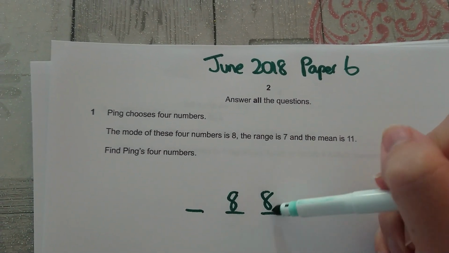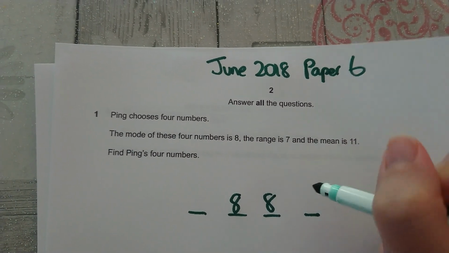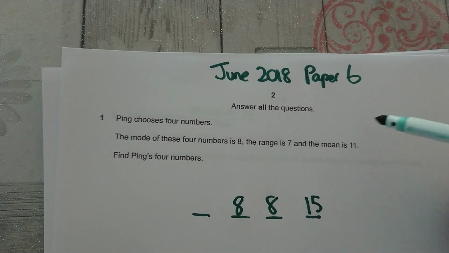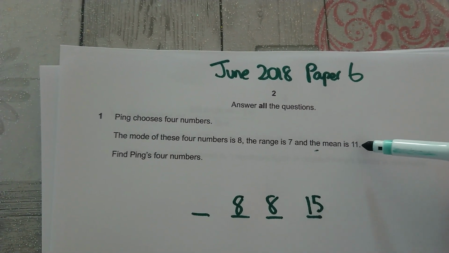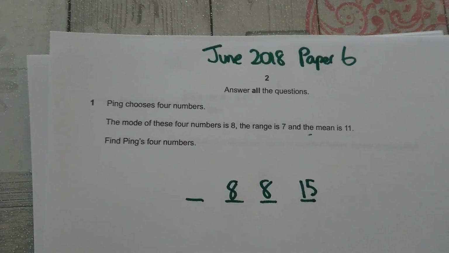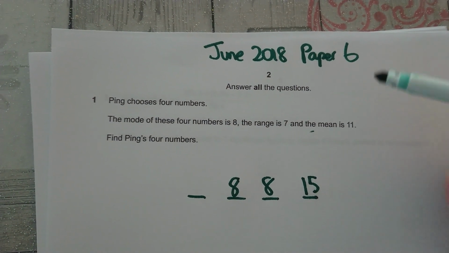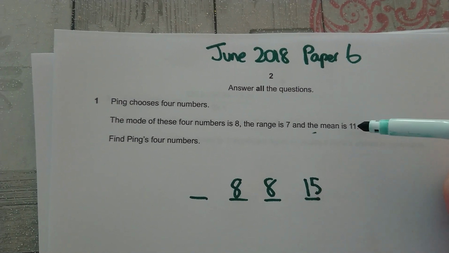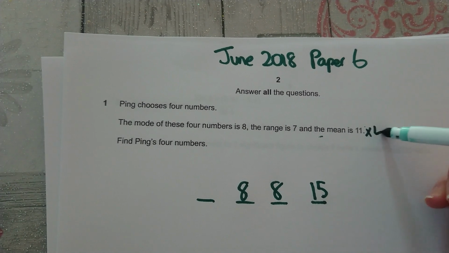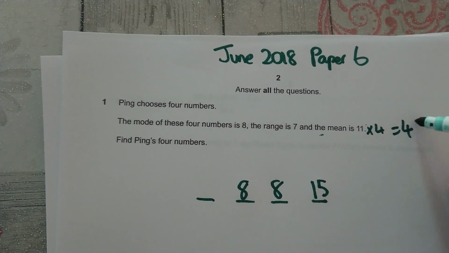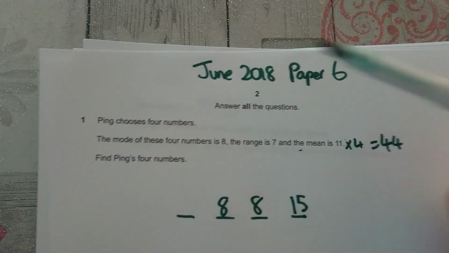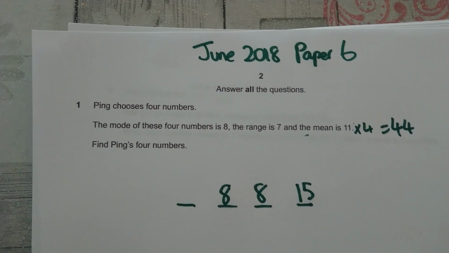So I'm going to say, well, if 8 is, for example, the smallest, then if I add on 7, that's going to make 15. And then we know the mean is 11. So we know that there are 4 numbers. So they would have added up all 4 numbers, divided by 4 to get a mean of 11. So we can work out what they must have added up to by timesing 11 by 4. And that is 44. So we can check that makes sense.